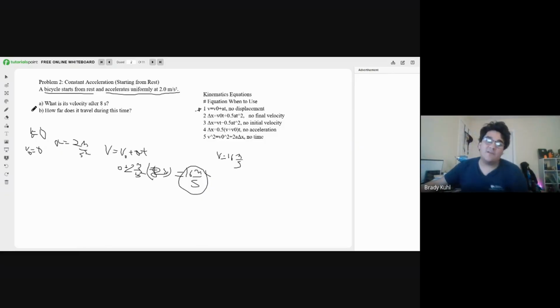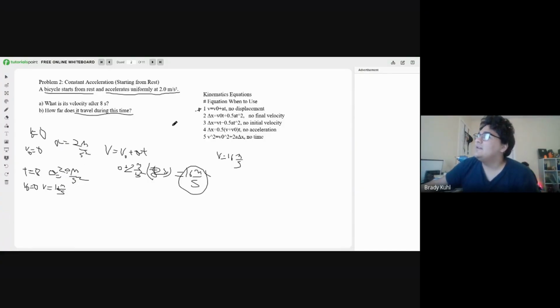Now, part B is how far does it travel during this time? t equals 8. Oh no, we don't know what formula to use again. v naught is obviously going to be 0. v final will be 16 meters per second. Acceleration would be 2.0 meters per second squared.